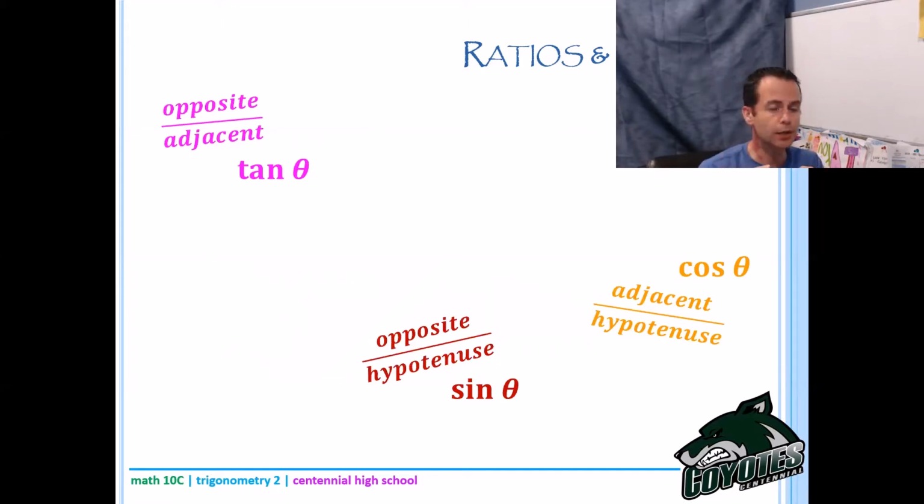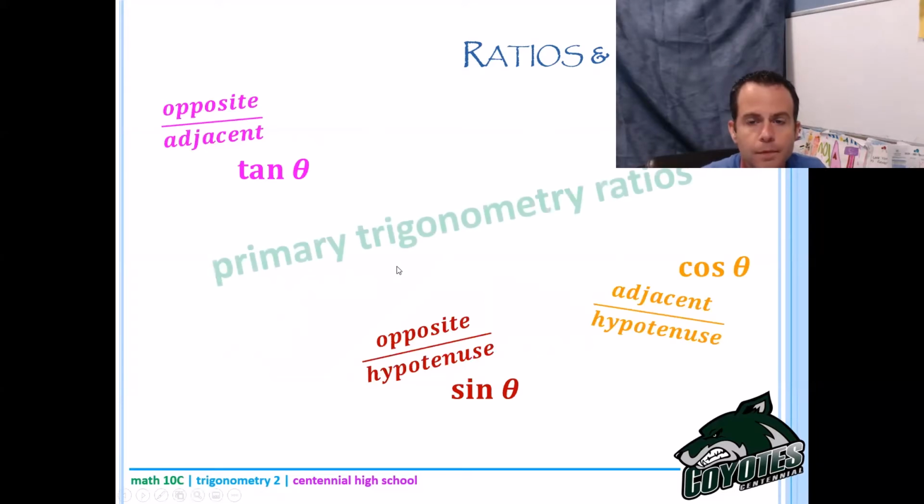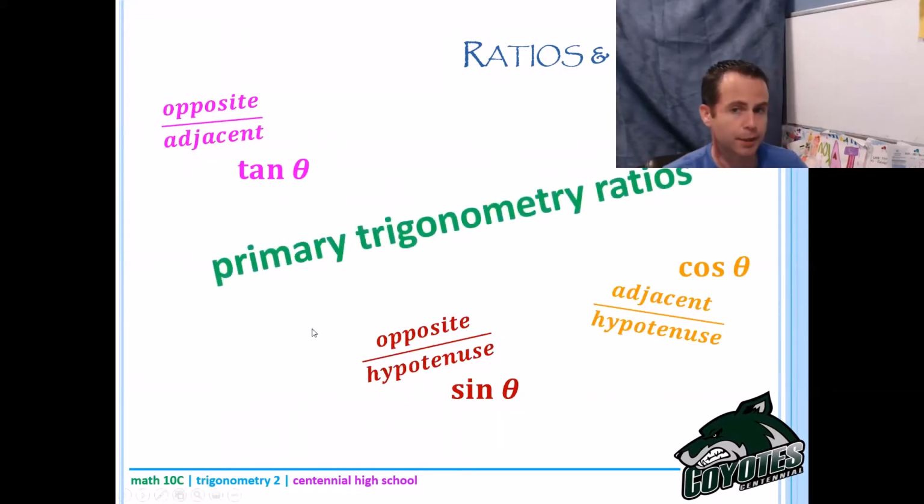So on your calculator, grab your calculator and take a look. Yesterday you found where the tangent button was. You saw that button that said T-A-N. Right beside it, you'll see the S-I-N button and the C-O-S button, okay? All right, and these are called the primary trigonometric ratios.